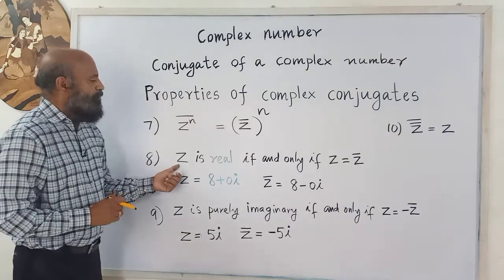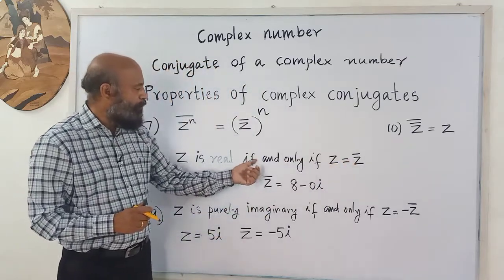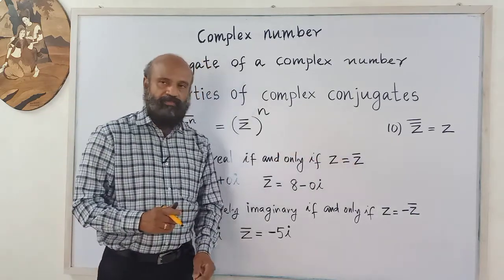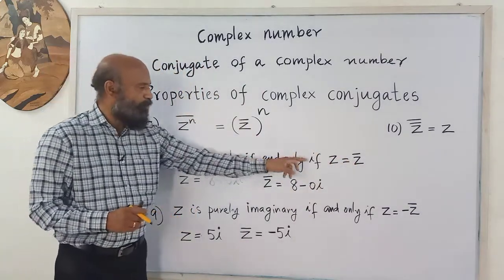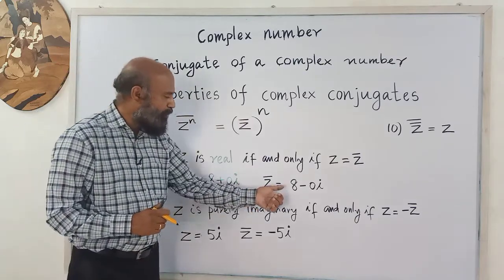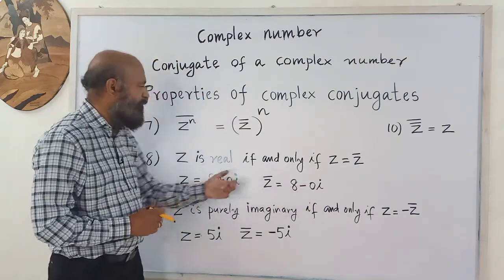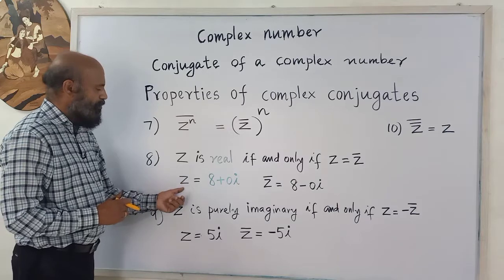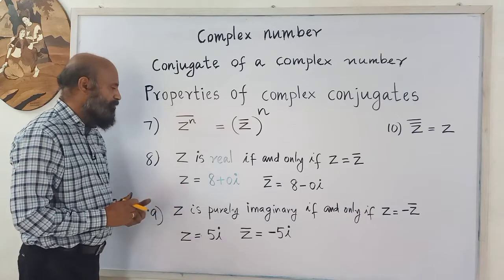Eighth property: Z is real if and only if Z is equal to Z conjugate. We are using if and only if for this reason: if Z is real, Z will be equal to Z conjugate, and if Z is equal to Z conjugate, it will be real. Suppose Z is 8 plus 0i. Z conjugate is 8 minus 0i. You can see that it is equal. Z is the same as Z conjugate. So when Z is real, Z is equal to 8 plus 0i. 8 plus 0i is 8. That means Z is a real number.